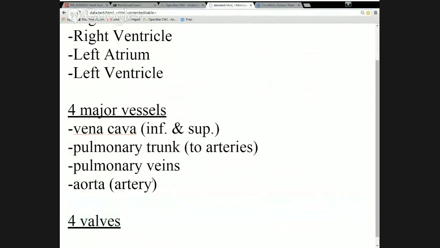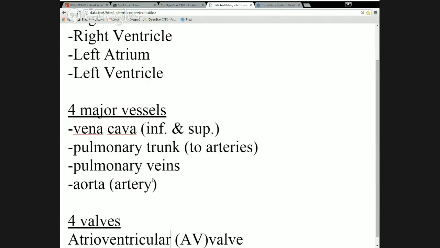Because there's two types of valves, two of each giving us 4 valves altogether. One type of valve is called an atrioventricular valve, which we sometimes abbreviate AV. Atrioventricular, there we go. So A for atrio, V for ventricular.